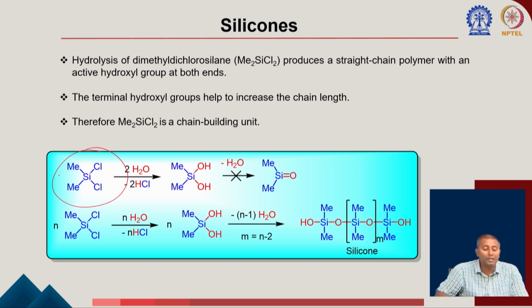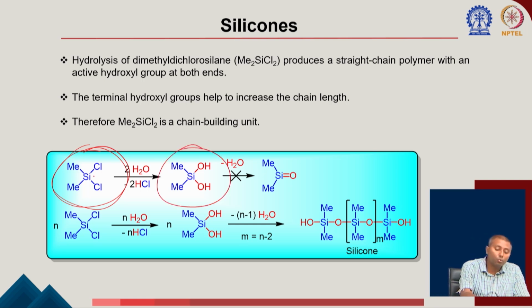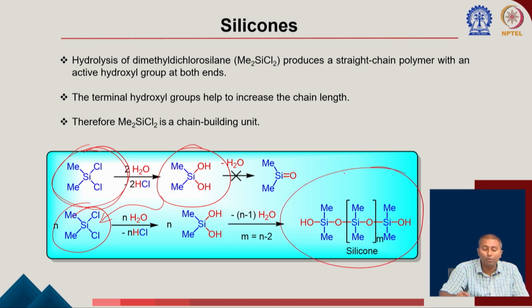But the things happen differently once you have dimethyldichlorosilane. After the hydrolysis, the 2 chlorines will be replaced by 2 OH groups. But once you have this compound, it is going to react again with this compound and end up forming the silicone. Because once this product forms, the oxygen can attack the silicon, and you end up forming a straight-chain polymer with active hydroxyl groups present on both sides.